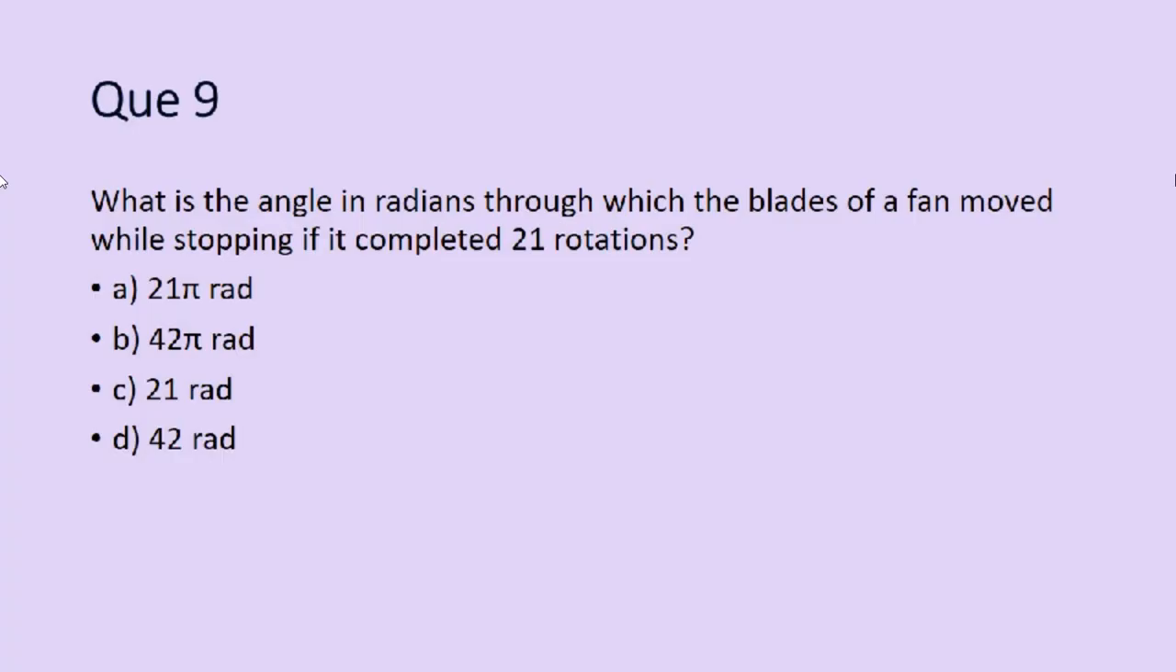Question number 9. What is the angle in radians through which the blades of a fan moved while stopping if it completed 21 rotations? Very important. What is given? It is given 21 rotations. So option A, 21 pi radians. Option B, 42 pi radians. Option C, 21 radians. Or D, 42 radians.